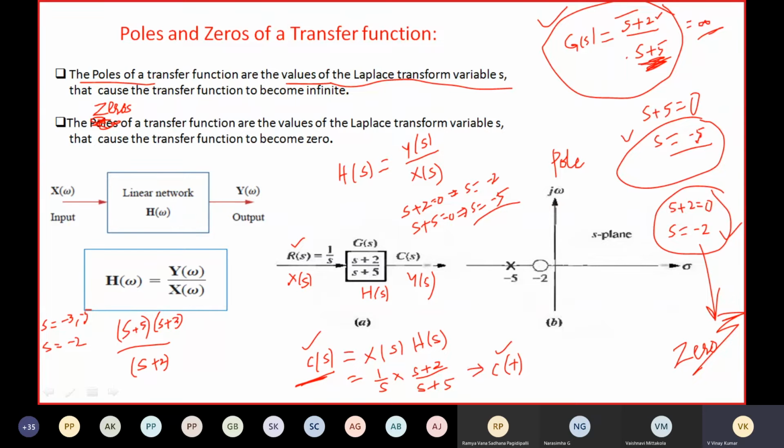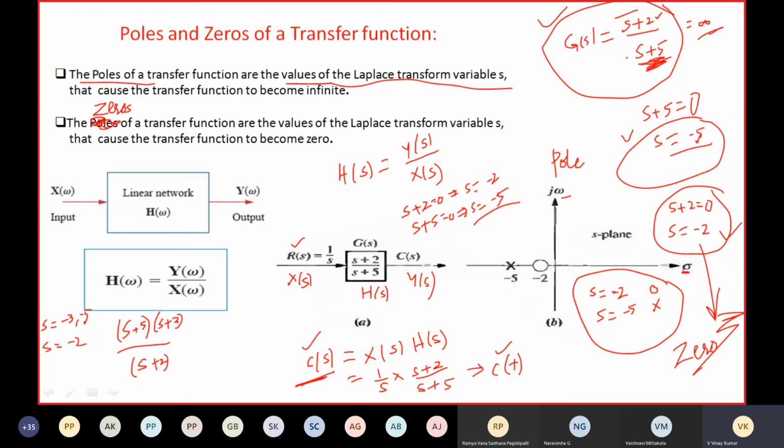In the s-plane, we have the real part and the imaginary part, sigma and j omega. Here s is equal to sigma plus j omega, right? Here s is equal to minus 2, and s is equal to minus 5. This is a zero, and this is a pole. A zero is indicated by a circle like this. A pole is indicated by a cross mark like this.